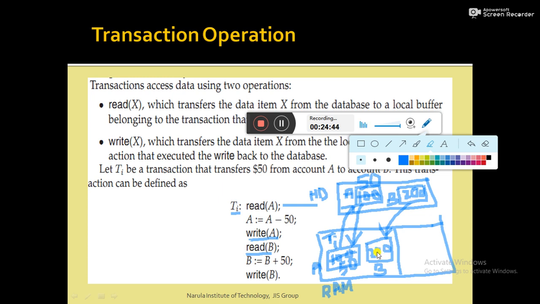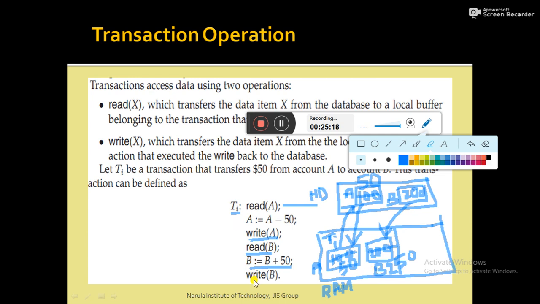Then we have to add $50 over here, means $50 is debited from A, so the same $50 needs to be credited to B. So we have to perform B = B + 50. So whatever the updation happens is in the local buffer of RAM. So over here $50 will be added, so it becomes 250.